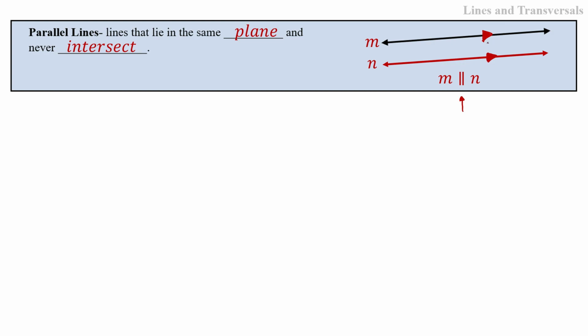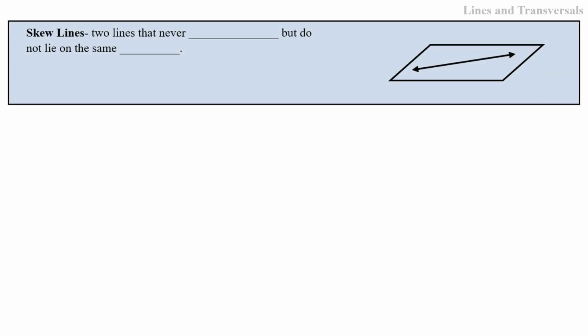You'll see it on the picture with triangles, or you would see it under the instructions when they tell you M is parallel to N. Okay. Skew lines. Skew lines are kind of like parallel, okay, but these are two lines that never intersect, but they are not on the same plane. Okay, so that means that they are on different planes.